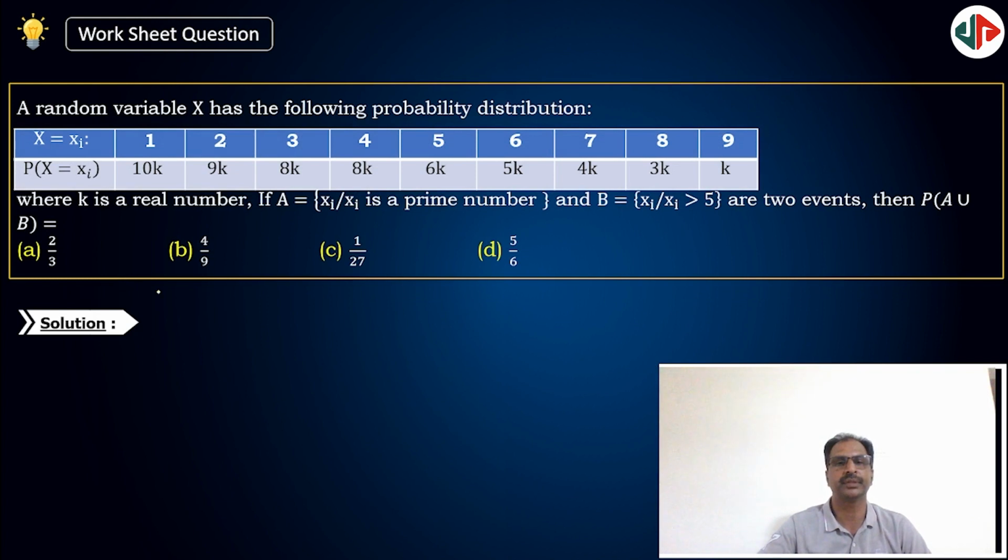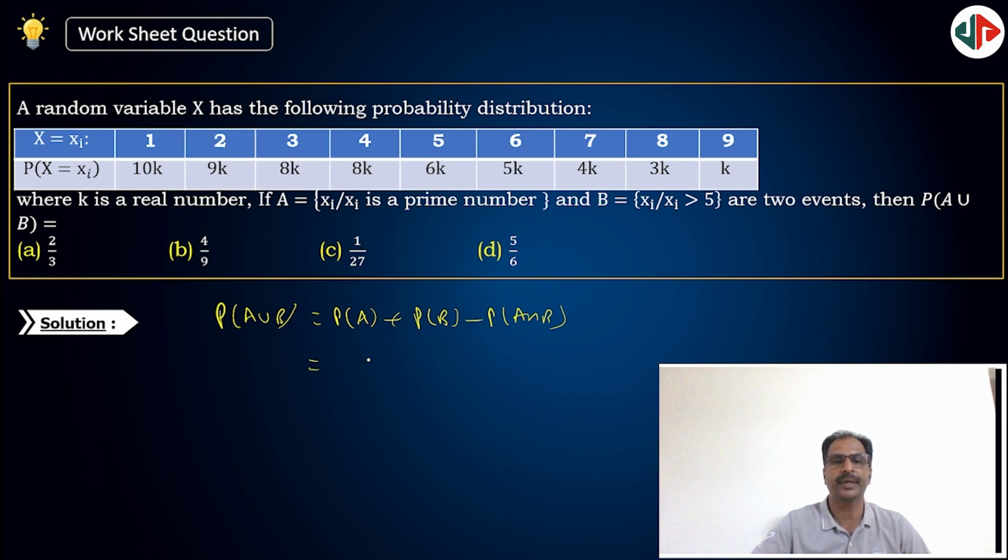Next. Distribution table is given. Event A is xi such that x is a prime number. B is the event such that xi is greater than 5. Then find P of A union B. This is P of A plus P of B minus P of A intersection B.